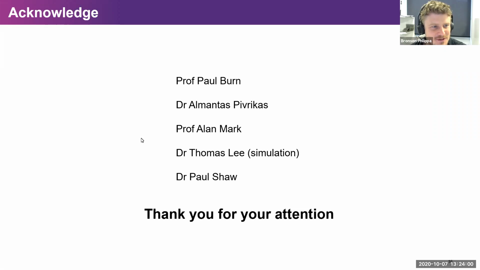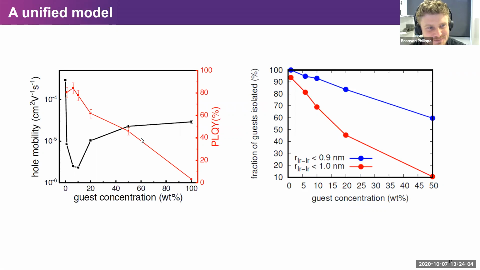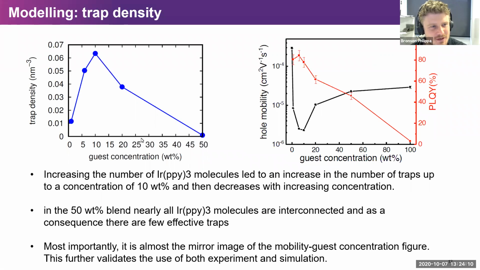So I see that you've measured the hole mobilities. Obviously, the electron mobilities would also be interesting. Can you give some comment? Would you expect a similar trend for electron mobilities?